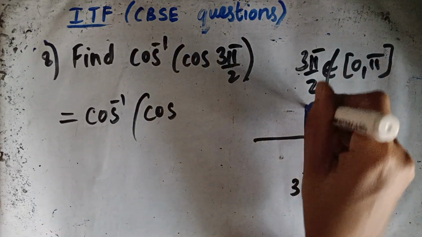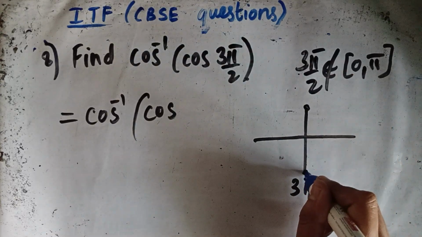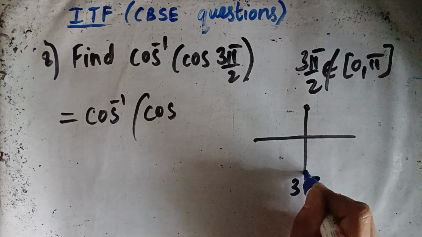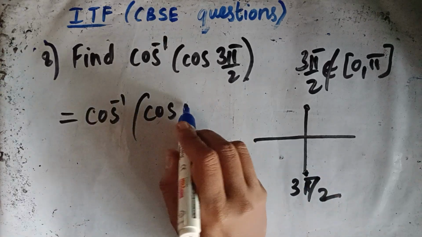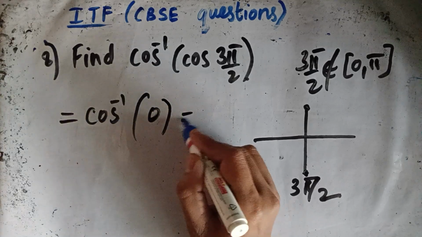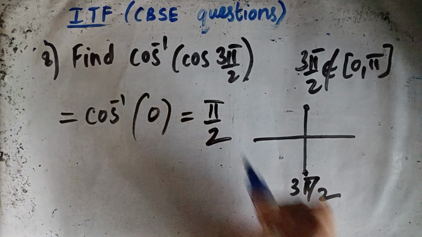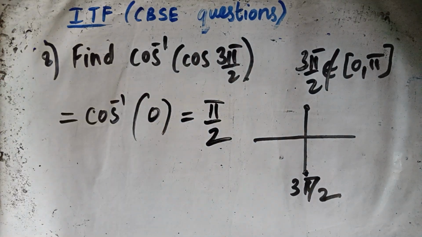270 is opposite of 90. What is cos of 90? Cos 90 is 0, correct? So cos of 3 pi by 2 is also 0. So this is 0. Cos inverse 0 is pi by 2. Okay. So always look for the range. Directly you can't write the value.